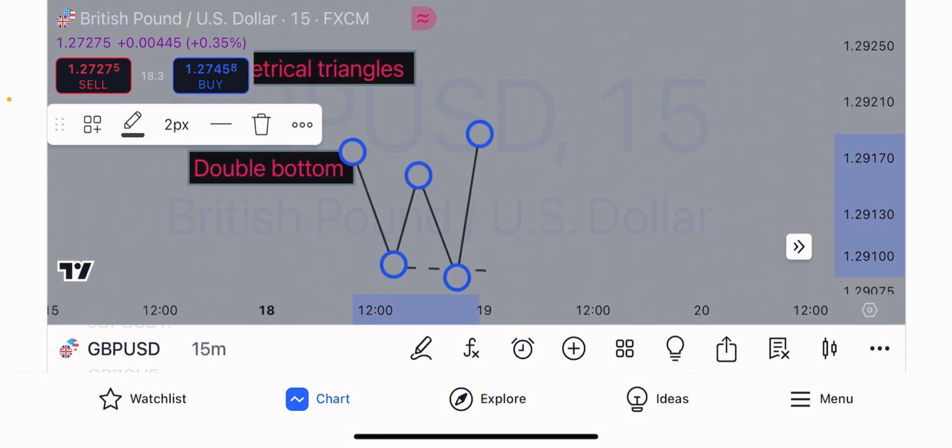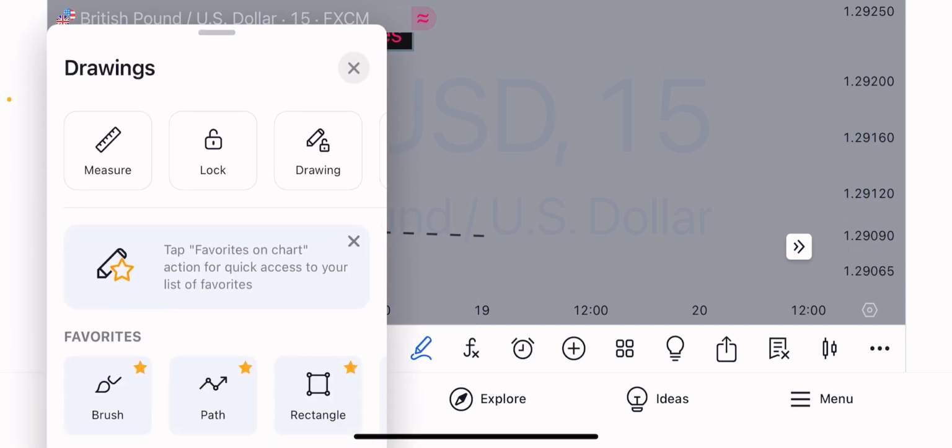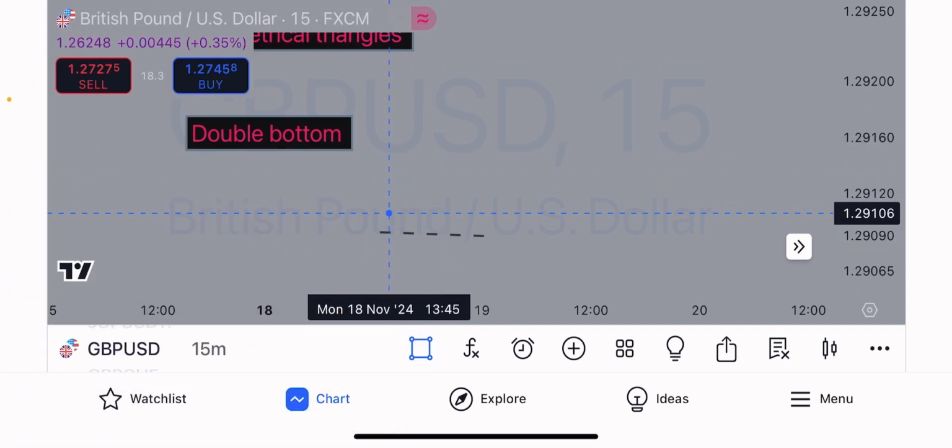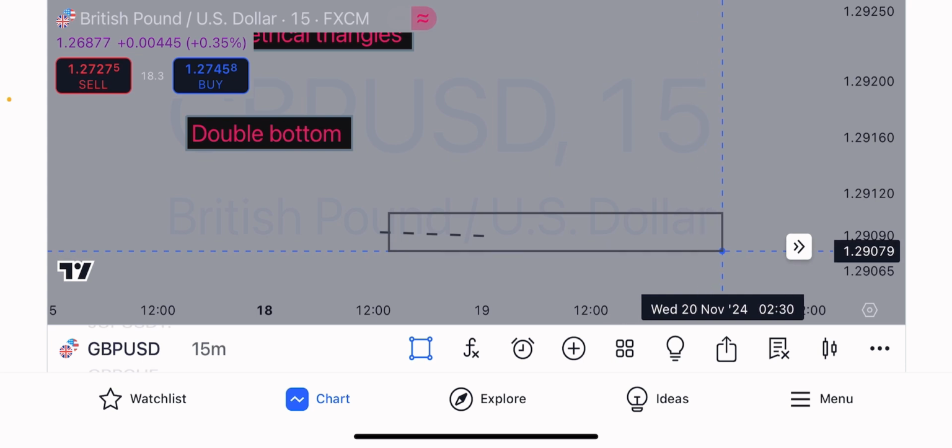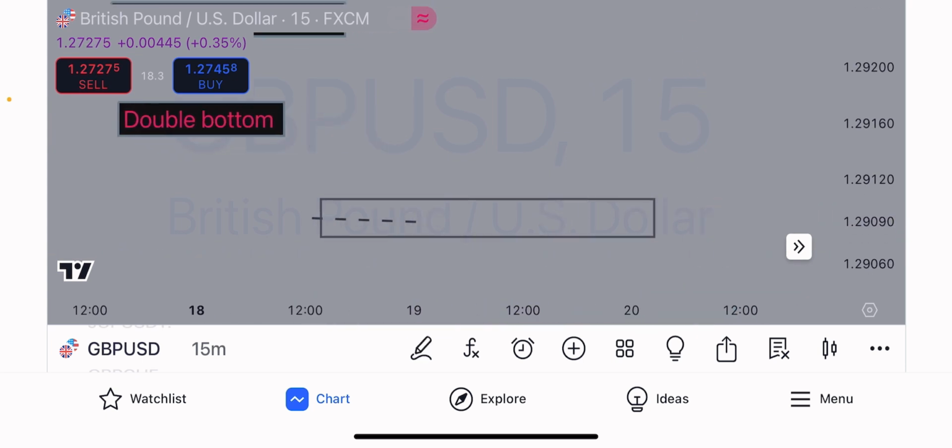A double bottom is formed or can be found at demand zones, right? Demand zones. You find double bottom at demand zones, resistance zones on your, what's it called?